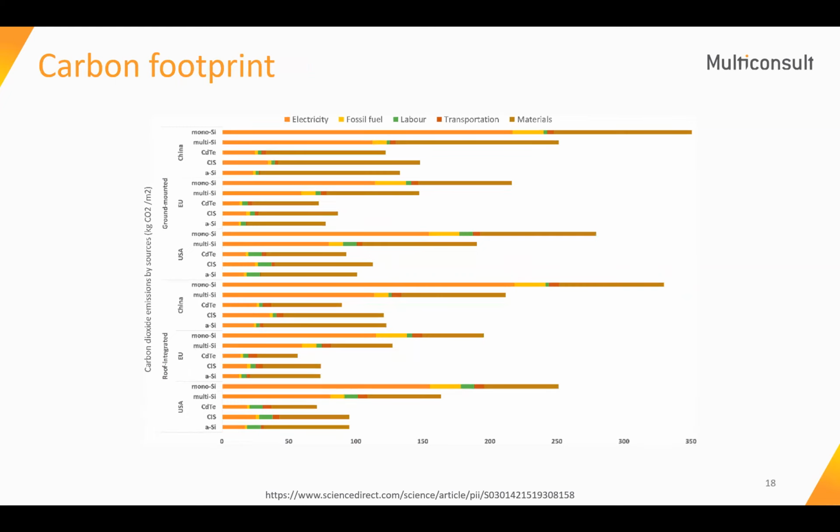For example, for made in EU monocrystalline silicon, the carbon footprint is almost half that of made in China monocrystalline silicon. And if you change the technology to CdTe or CIGS, it will be way less, even way less.